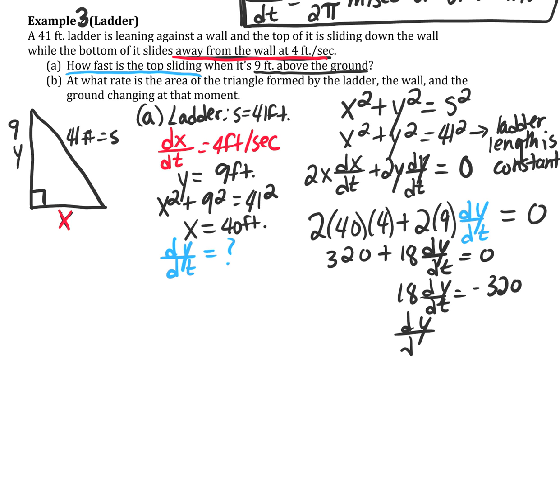And then again, I'm going to put this as exact and approximate, so we could do negative 160 over 9 feet per second, or negative 17.78 feet per second.